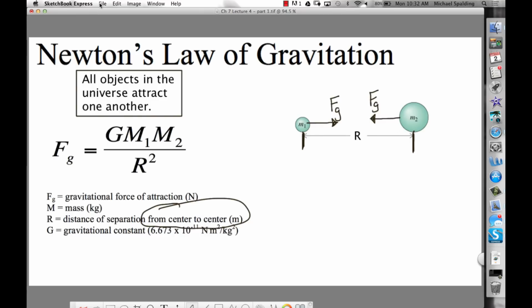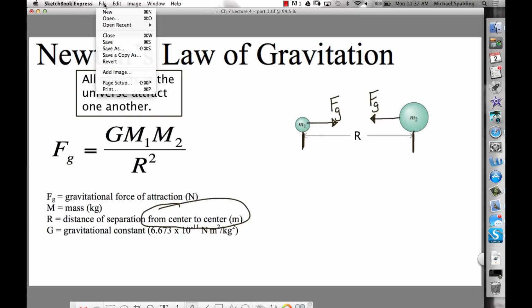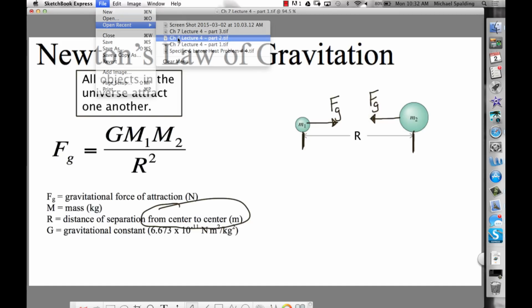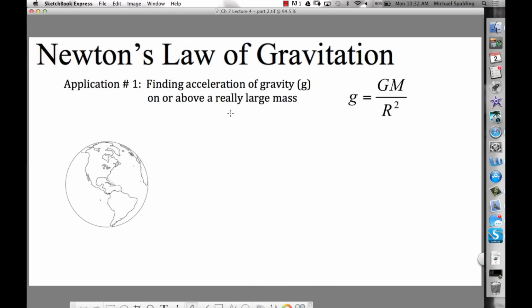Now, there are two applications for Newton's law of gravitation. The first one is finding the acceleration of gravity on or above a really large mass. At the end of the day, this is the equation that you're going to be using. But do I want you to memorize that equation? No. What I would prefer is that you know how to figure it out, which is what I'm going to show you right here. It's very simple.